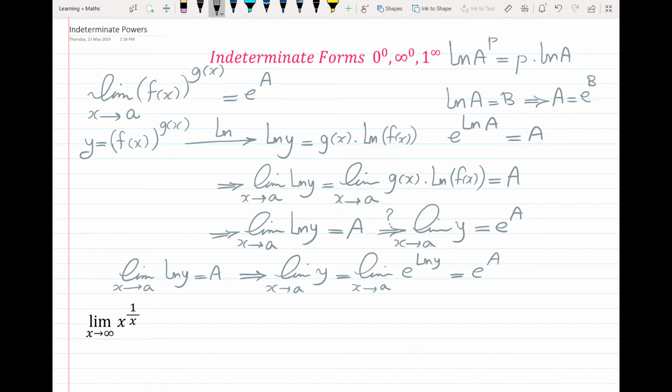Now that we know the general process for finding these types of limits, we can find them much more easily. We can summarize the process of finding these types of limits in these 4 steps.